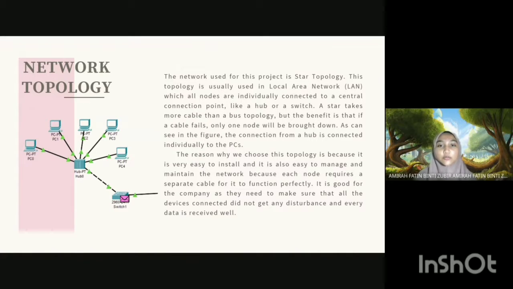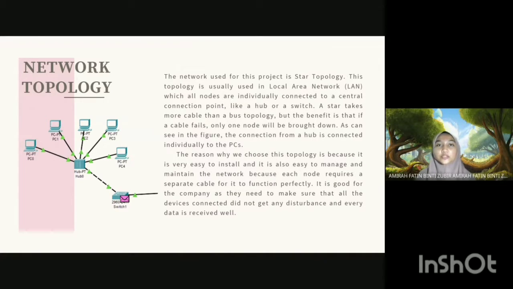As can be seen in the figure, the connection from the hub is connected individually to the PCs. The reason we chose this topology is that it is very easy to install, and it is also easy to manage and maintain the network because each node requires a separate cable to function perfectly. It is good for the company as they need to make sure that all the connected devices do not get any disturbance and every data is received well.